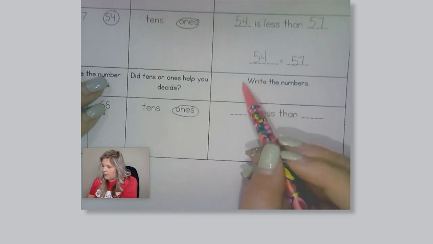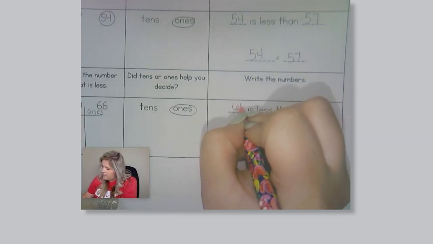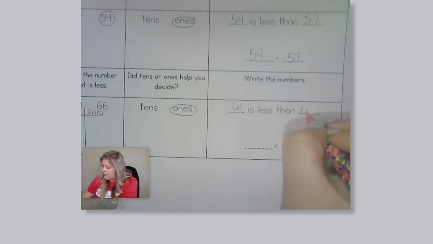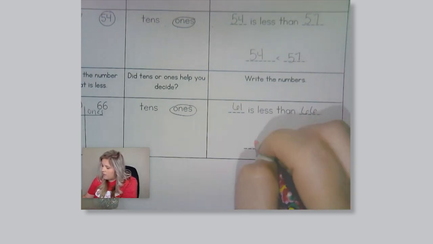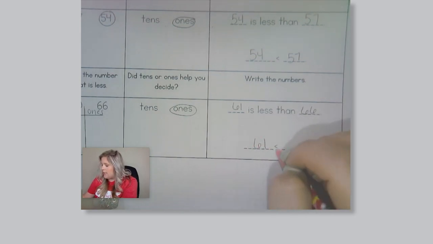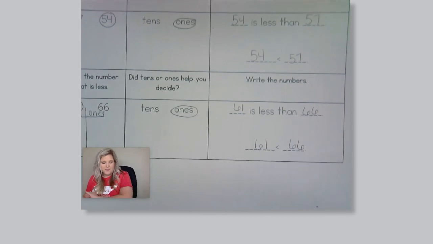And then they wanted us to fill in the number sentence. 61 is less than 66. And then the one with the symbol, 61 is less than 66.